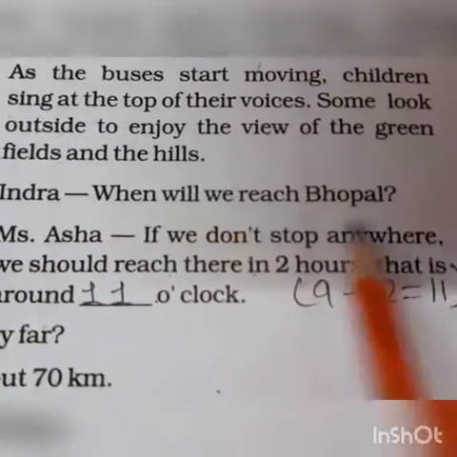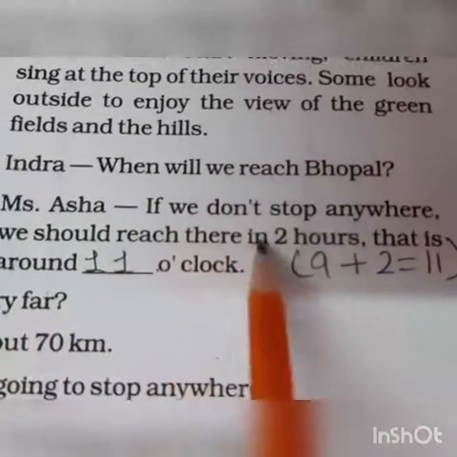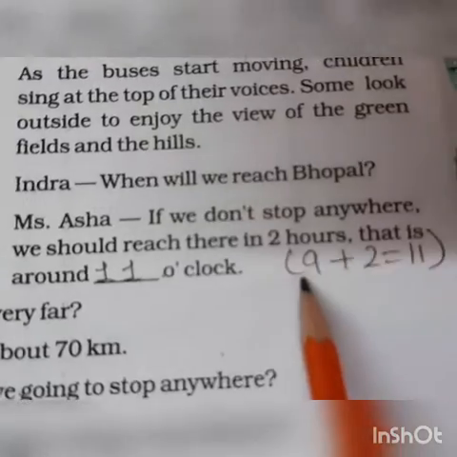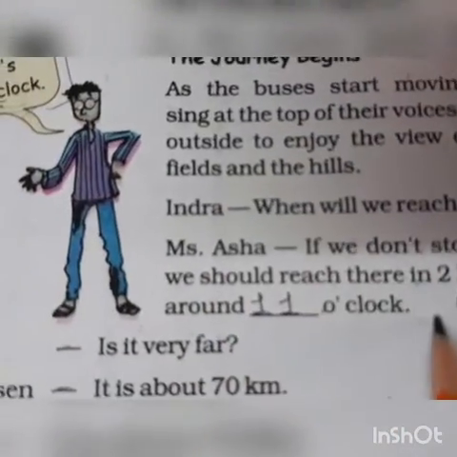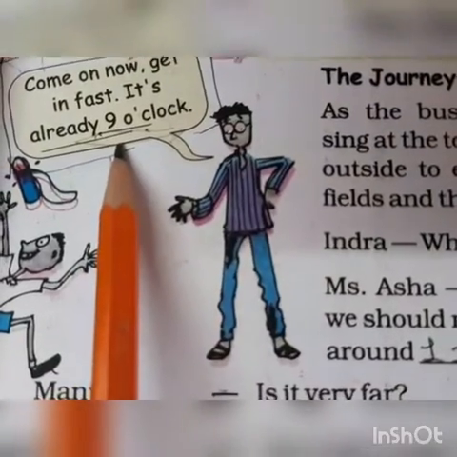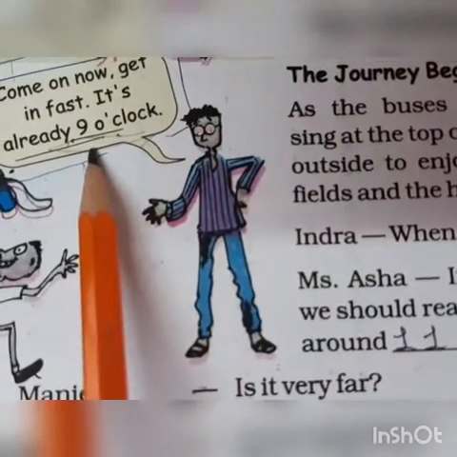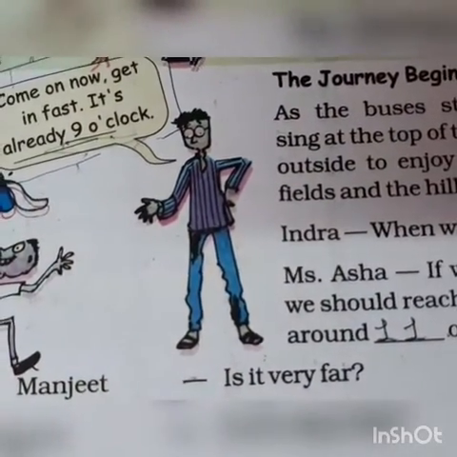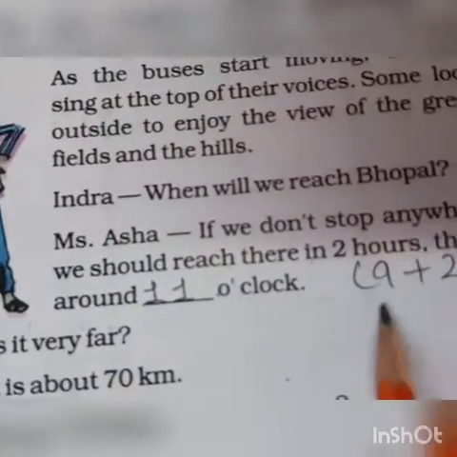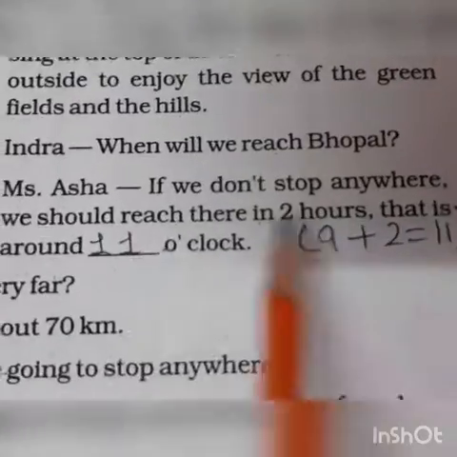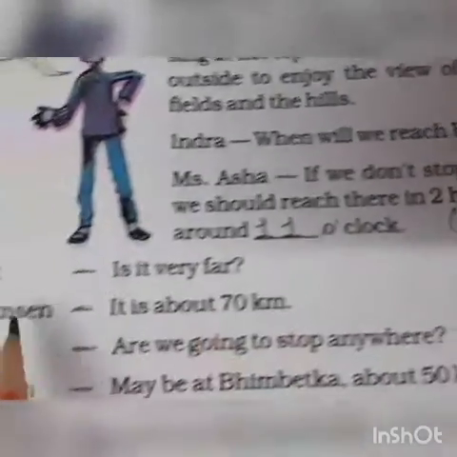Indra, when will we reach Bhopal? Miss Asha, if we don't stop anywhere, then we should reach there in 2 hours. That is around what time they are going to reach? Within 2 hours, that means they have started at 9 o'clock. So after 2 hours, what will be the time? 9, then count 10 and 11. 2 you count. So at around 11 o'clock, they will reach. 9 plus 2 is 11. So around 11 o'clock, they will reach.